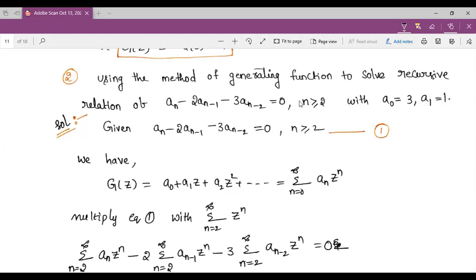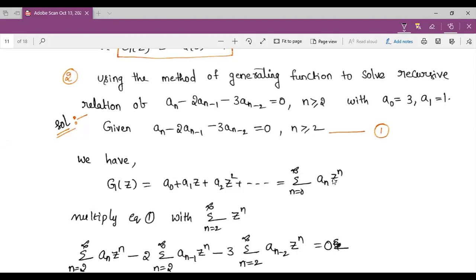So here given condition n greater than or equal to 2. So we take the series sequence from summation n is equal to 2 to infinity. Okay. So here the given recurrence relation is a n minus 2 a n minus 1 minus 3 a n minus 2 is equal to 0 with n greater than or equal to 2. Let it be equation 1. So we know that the generating function form g of z is equal to a naught plus a1 z plus a2 z square plus and so on is equal to summation n is equal to 0 to infinity a n z power n.